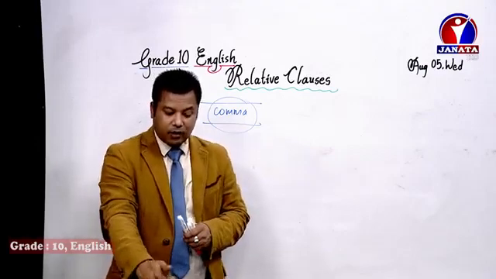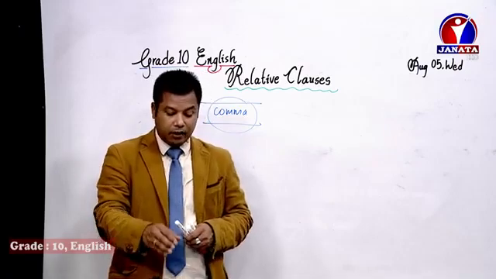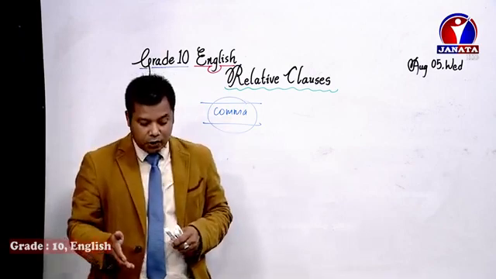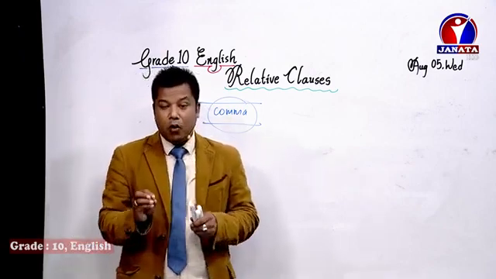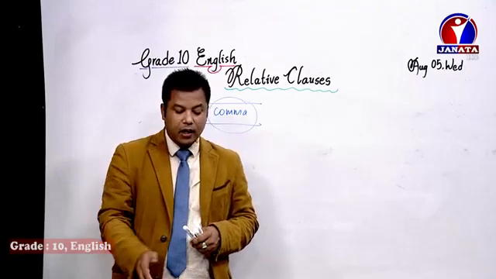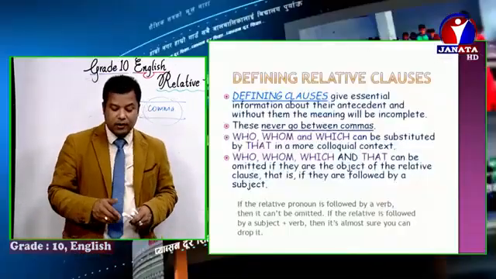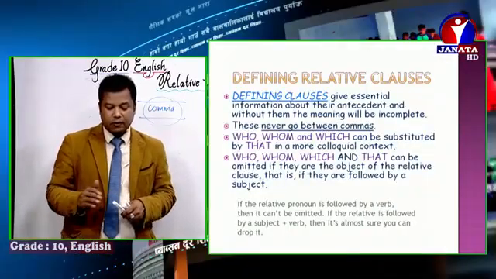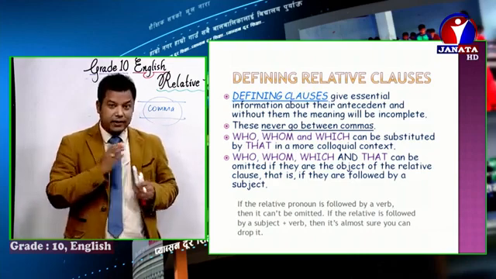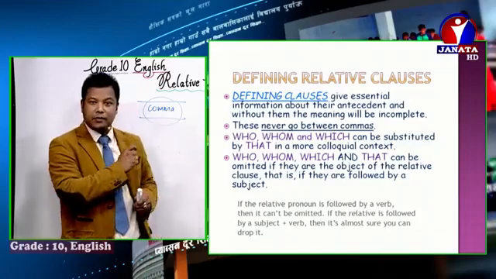I will read this when you go with the example, but let us read some important information in the bullets. You see the relative pronouns there, who, whom, and which can be substituted by that in a more colloquial context. We will clarify the context in a while. Who, whom, which, and that can be omitted if they are the object of the relative clause, that is, if they are followed by a subject. Quite complex, I know. You won't understand unless we see the sentences. So the next slide will present you those ideas and I will highlight them for you.